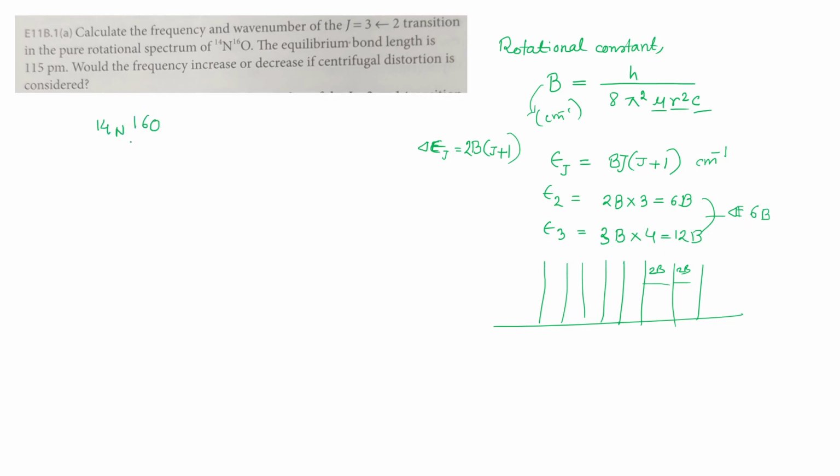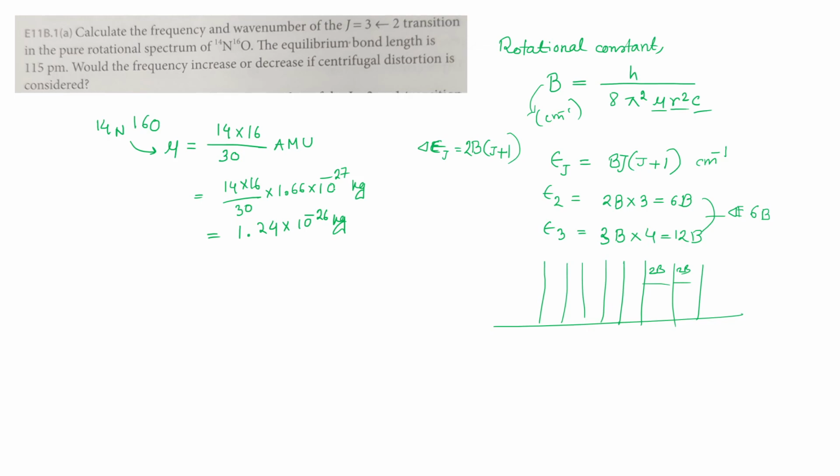So let us first calculate the reduced mass. It will be 14 into 16 by 14 plus 16, which is 7.47 AMU, right? You need to multiply this with 1.66 into 10 to the power minus 27 to go from AMU to kg. And you are going to get a value of 1.24 into 10 to the power minus 26 kg. If you calculate, you will get this.